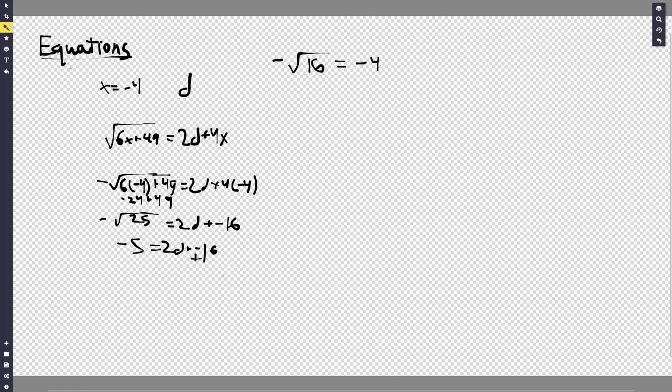We add 16 to both sides, and we're left with 11 is equal to 2d. We divide by 2 on both sides, and we get d is equal to 5.5. And so that is the value of d that makes this equation have an extraneous solution.